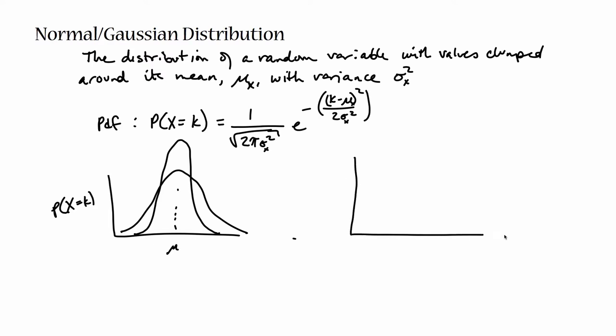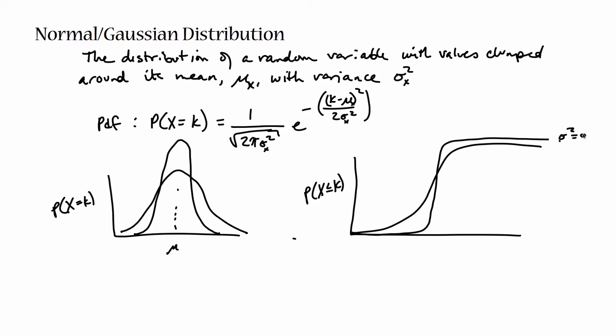And the cumulative density function, x is equal to or less than k, tends to be sigmoidal, where if you have quite a bit of variance around your mean, the cumulative distribution function is sigmoidal, and if there's less variance, then it tends to be more of a step function. Say that sigma squared equals 0.1 and this one's sigma squared 0.5, something like that. The smaller the variance, the more compressed both of these functions become.